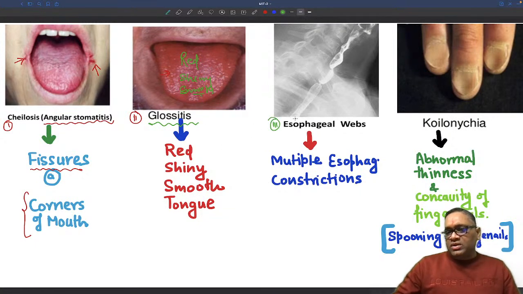Third is the radiological finding, esophageal webs. Now you can see that there are constrictions. So these are the esophageal webs. Multiple esophageal constrictions are present, which is suggestive of esophageal web.